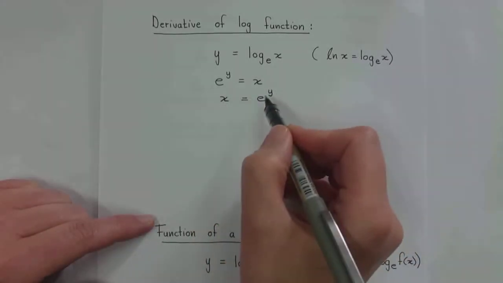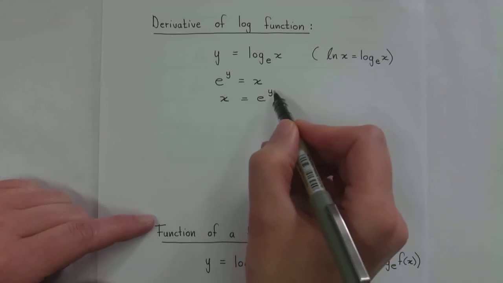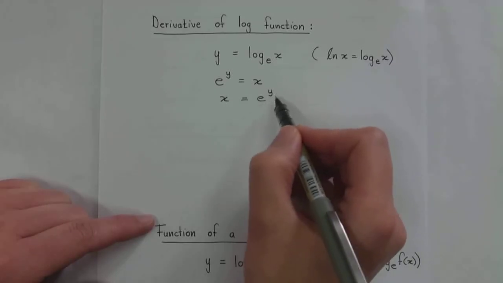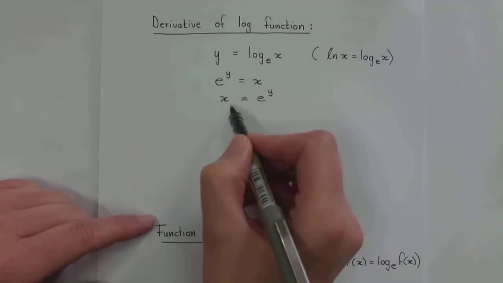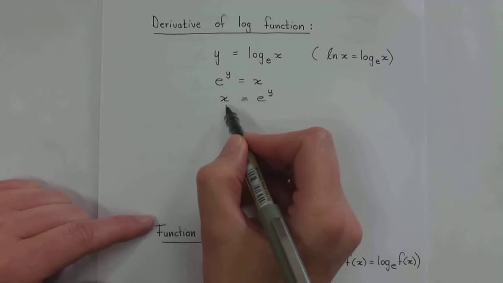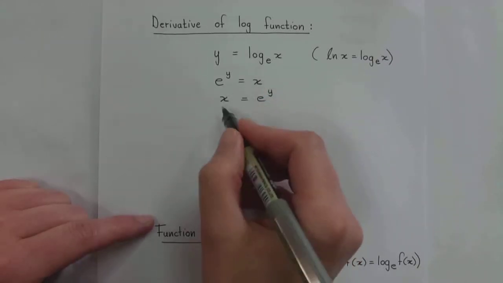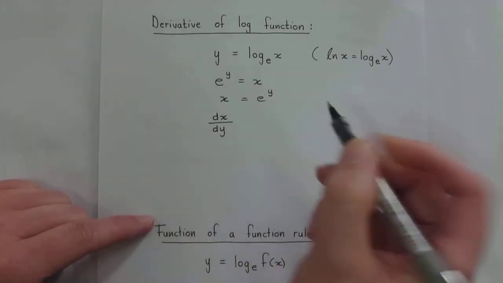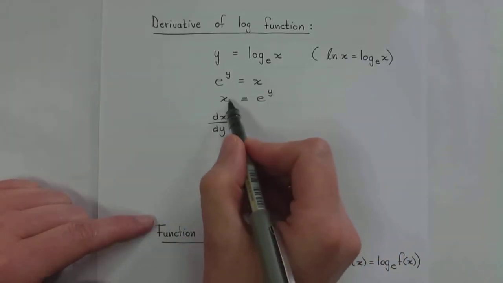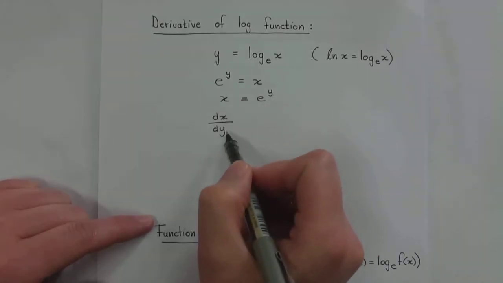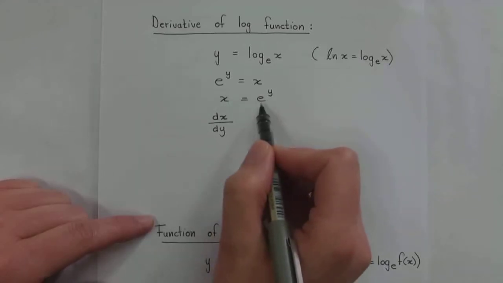You need to realize that y is now the independent variable. It's no longer the dependent variable, and x is no longer the independent variable. It's now the dependent variable. So there, because x is the subject of my formula, I can't find dy over dx. I have to find dx over dy. So I'm finding the derivative of the function x in terms of its independent variable y. So it's dx over dy because it's written in that format.